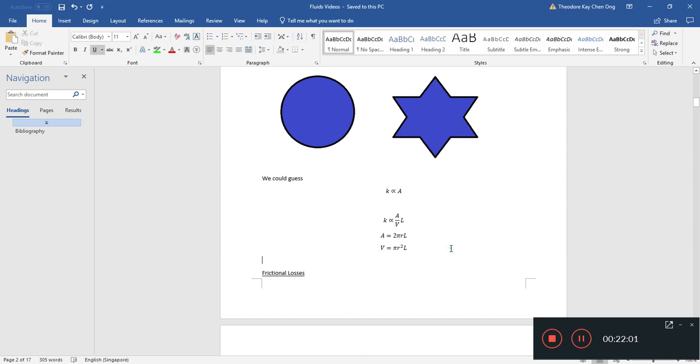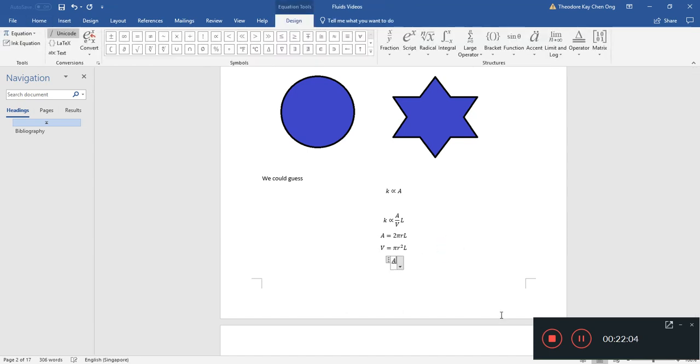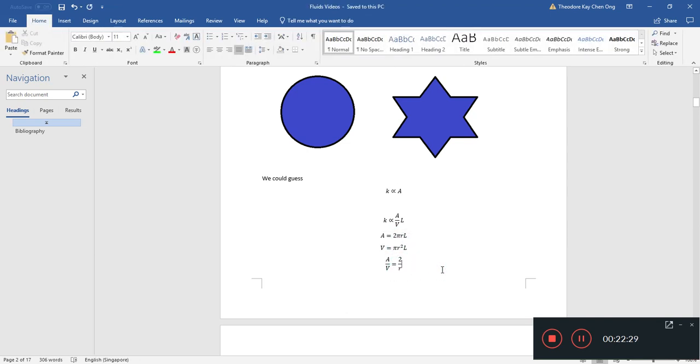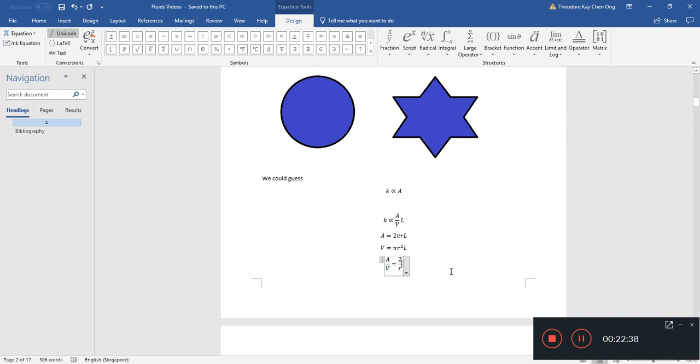Now, if we divide A by V, what will we get? We will get 2 pi r L over pi r squared L. You can check, the pi cancels out, the L cancels out. There will be a 2 on top, and r over r squared is just 1 over r. So we find this pretty interesting result, 2 over r. If we use the diameter, we'll get 4 over d.